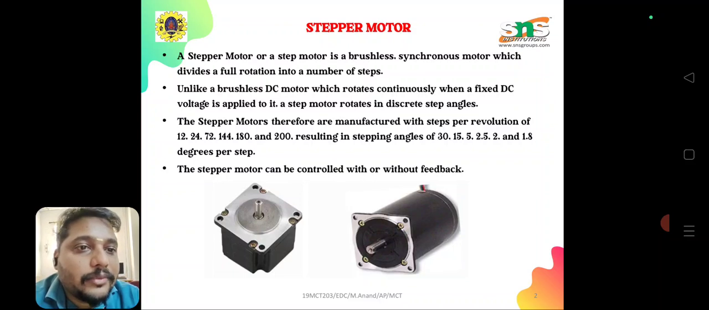Normally the motor has continuous rotation through 360 degrees, but in the stepper motor, the motor rotates step by step angle. Unlike the brushless DC motor, which rotates continuously when a fixed DC voltage is applied to it, a stepper motor rotates in discrete stepped angles. Based on the 360 degree angle, it is separated into 30 degree, 15 or 5.